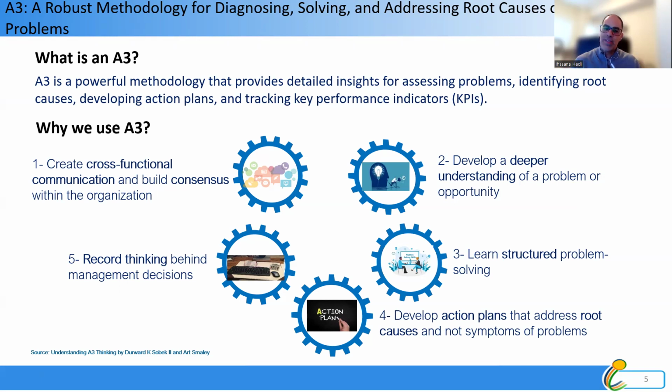Now, why do we use the E3? First of all, we use E3 to facilitate cross-functional communication and help build consensus within the organization. This ensures that everyone is aligned and working toward the same goals. So it's used as a communication tool. And as we say, E3 is the size of a page, which means that we are concise and precise in defining our problem and our methodology. So it's a great tool to communicate what we are doing in this project.